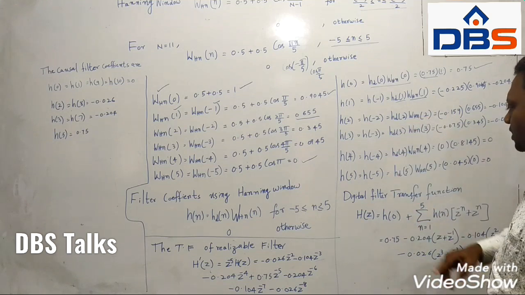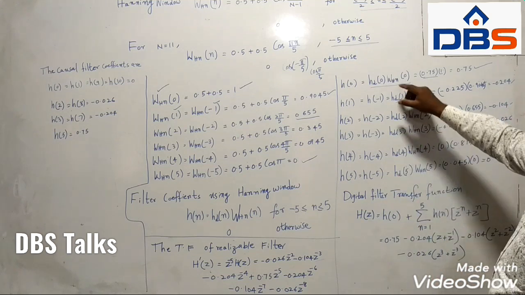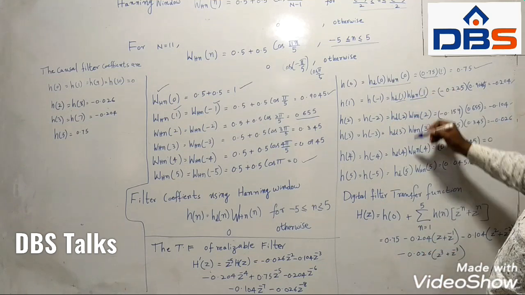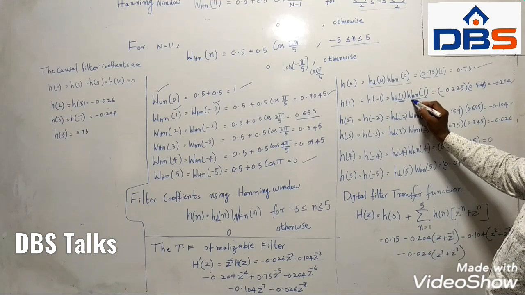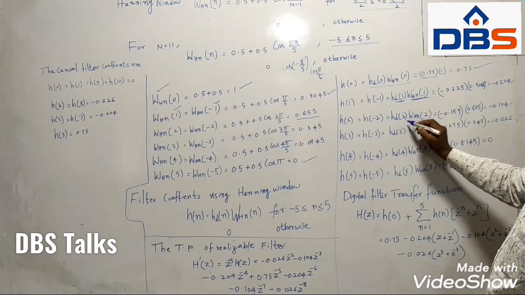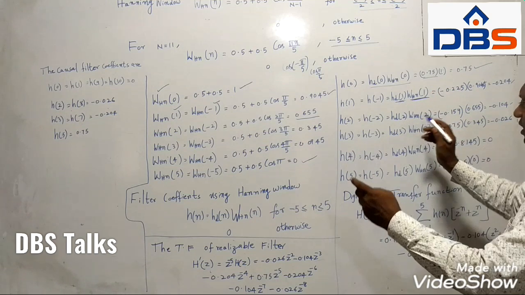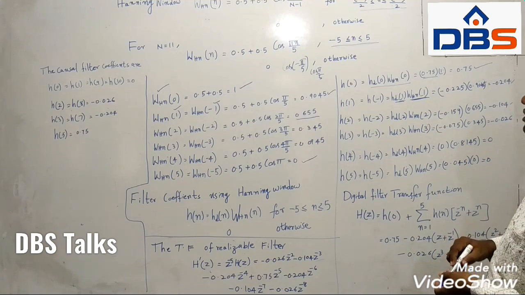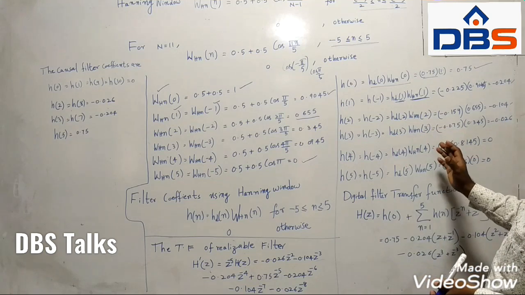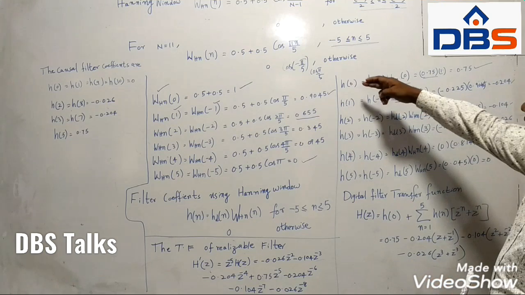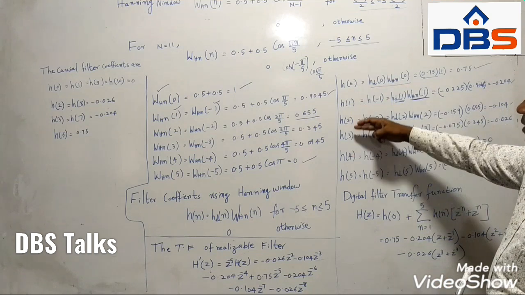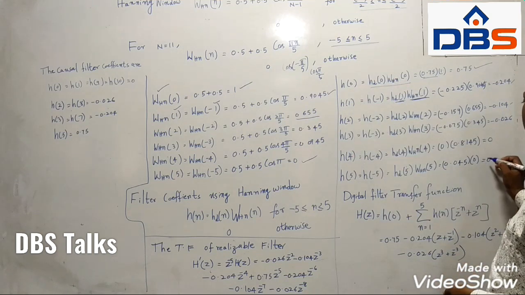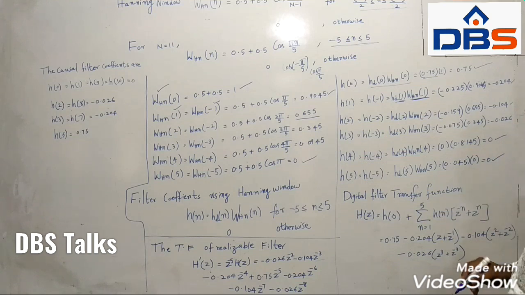So finally, the digital filter transfer function. I am not repeating the same thing. Just see that hd of 1 times w hn of 1, hd of 2 times w hn of 2. Like that, every corresponding coefficient of the window function and the desired filter is multiplied to get the final impulse response coefficients. And finally we get these two values as 0. Now we have to find the digital filter transfer function. That is our problem statement.